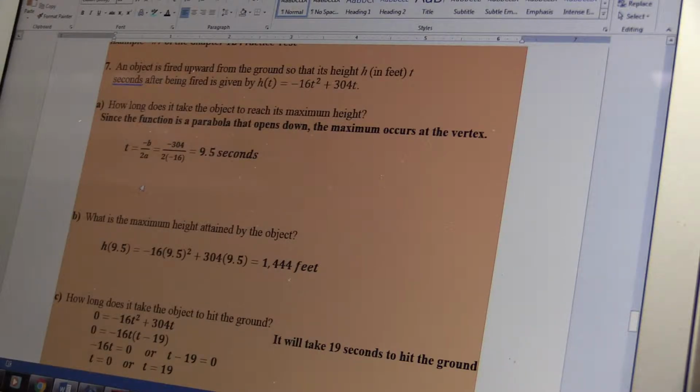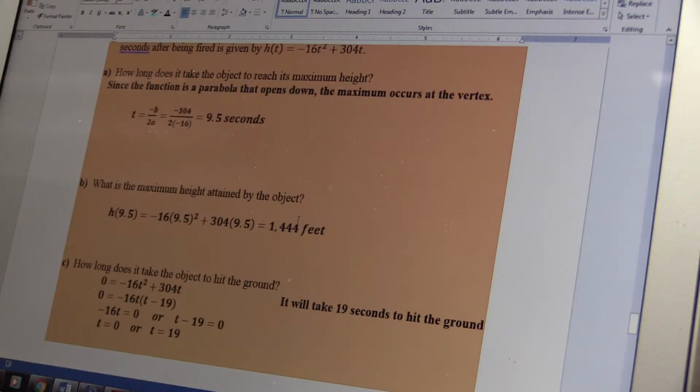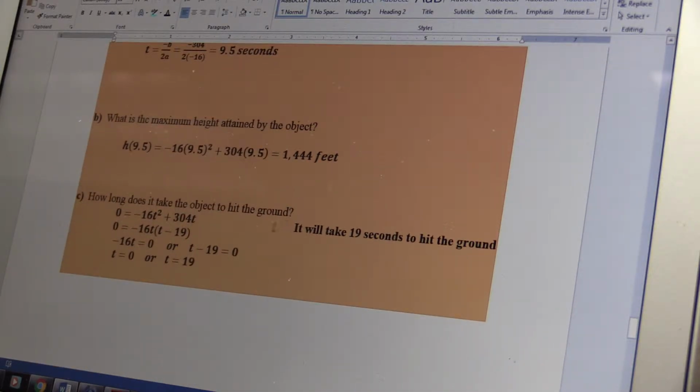Then I can ask you, what is the max height? Well, then you just plug that back into your function to find the output value. So h of 9.5 is going to equal negative 16 times 9.5 squared plus 304 times 9.5. You should end up getting 1,444 feet. That's the maximum height, and it's going to occur after 9.5 seconds of being fired from the ground.